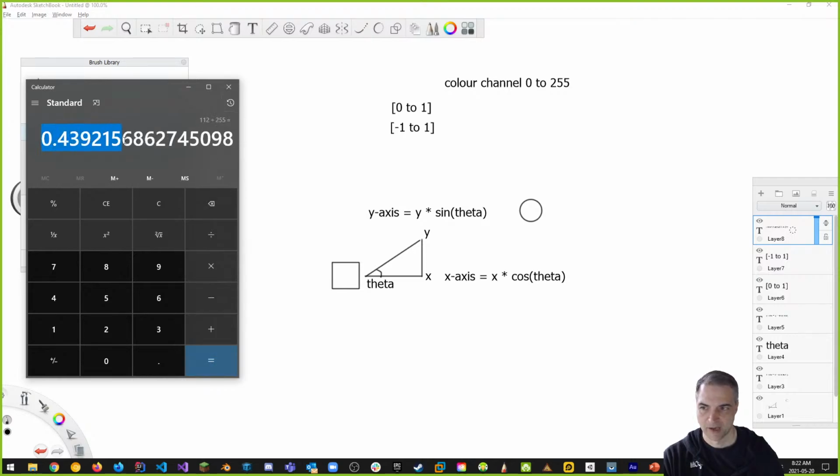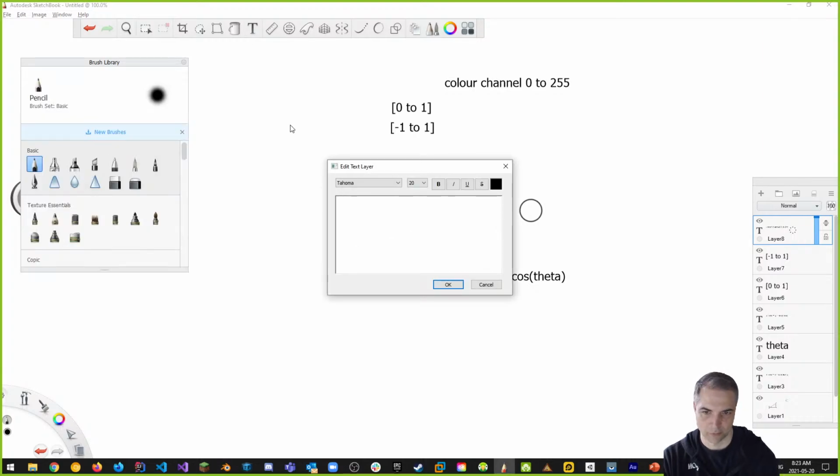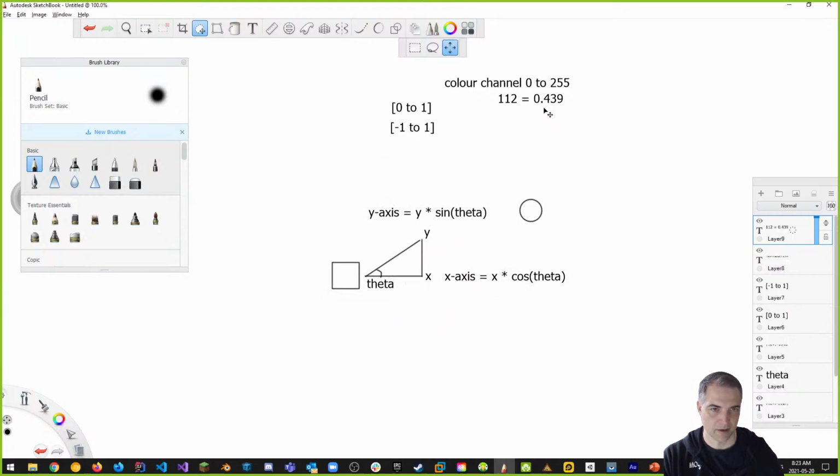then my normalized value would be this value right here, 0.439 whatever. And we'd probably round this to a reasonable number, so something like 0.44 might be closer, 0.439, something like that. But that would be the normalized value if we had a value of 112. So 112 might be equal to 0.439. That might be the normalized value when it comes to a color value.